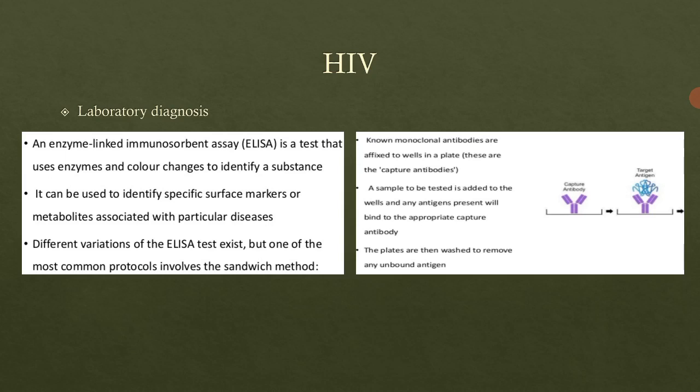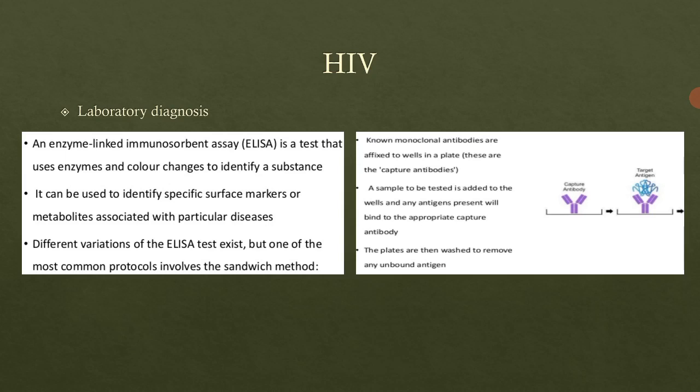Now in the sandwich method of the ELISA, which is used for laboratory diagnosis of the HIV virus, what is happening in this test? We have our ELISA wells, a 96 well plate. In those wells, we incorporate our known monoclonal antibodies. So we have a known monoclonal antibody incorporated ELISA plate. On that plate we inoculate our test sample, which can be the blood sample.